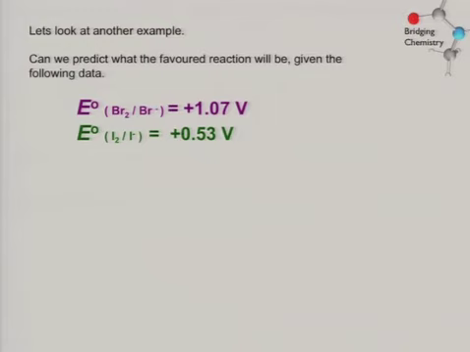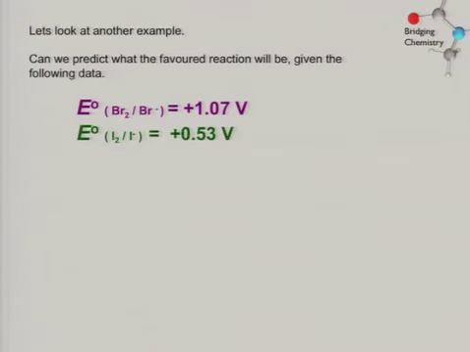Okay, another example. What I'm going to try and do now, before you all collapse into a coffee, is just, rather than second guess myself, tell you how I want you to think through a problem like this, right? So here we go. Can we predict what the favoured reaction will be given the following data? So here's a pair of redox couples. We've got E standard for Br2 and Br- is plus 1.07 volts. And we've got E standard for I2 and I- is plus 0.53 volts.